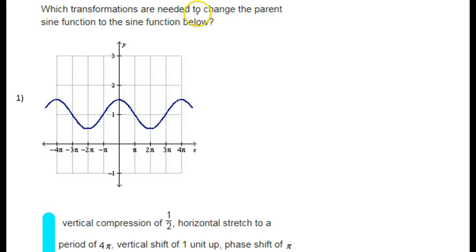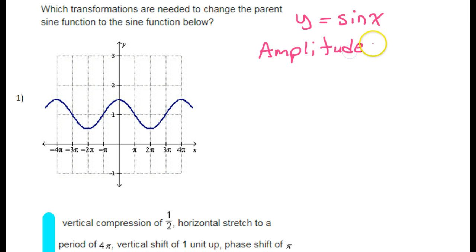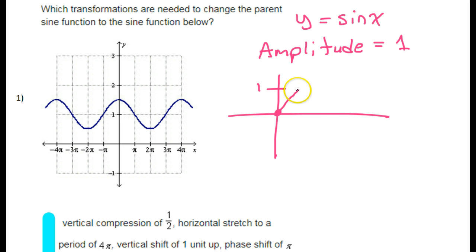Which transformations are needed to change the parent sine function to the sine function shown here? So of course the parent sine function, y equals sine x, has an amplitude equal to 1. That means normally it starts here and it goes up to a height of 1 and it falls to a low of -1, and that's an amplitude of 1.